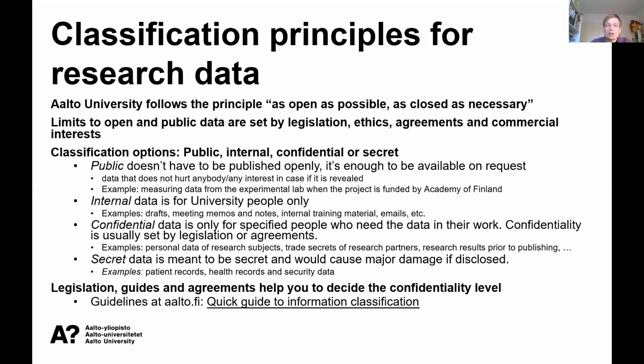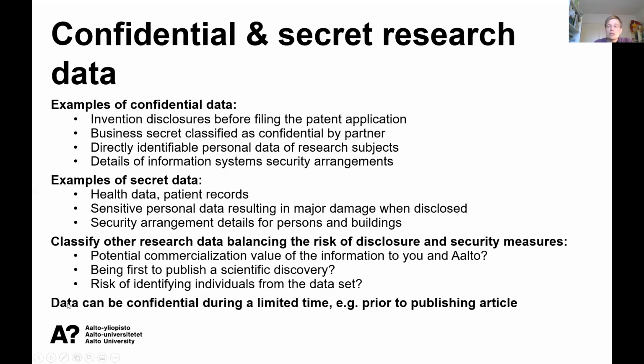Are you talking about secret data or confidential? And there are good guidelines on aalto.fi, a quick guide to information classification and processing in information systems that you can use. It's a PDF of about 5 pages that explains the different categories with example data, and then lists quite many common Aalto information systems and which of those you can use, and under which conditions, for each type of data. And now we are going to look in more detail at these classifications.